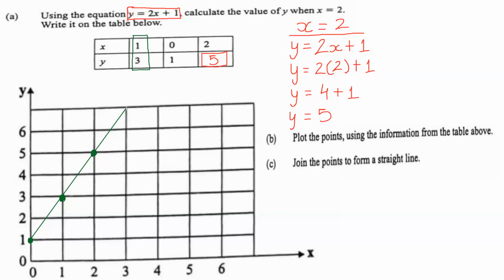Okay, that's going to be our line right there. Let's label the line. That's the line y is equal to 2x plus 1. Y is going to be equal to 2x plus 1. That's the line, so let's label it. This is the line y is equal to 2x plus 1.